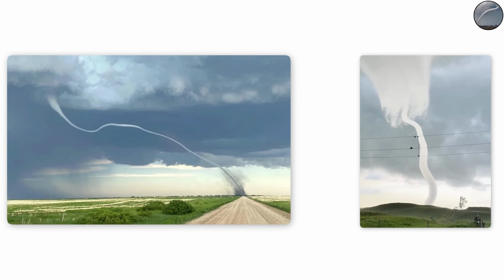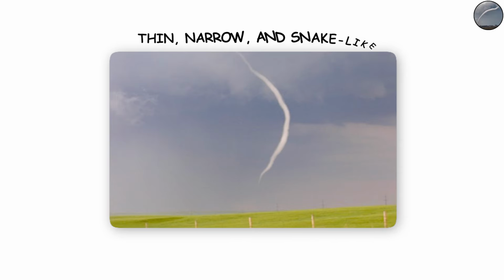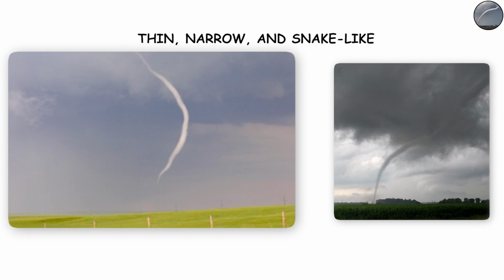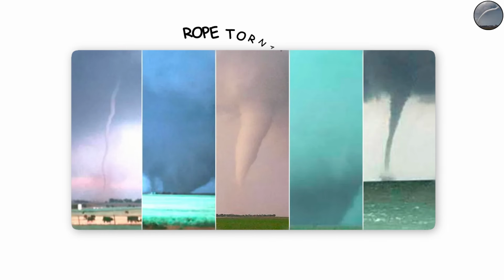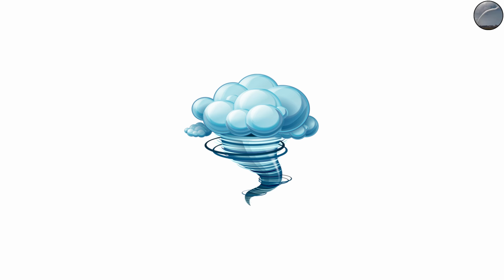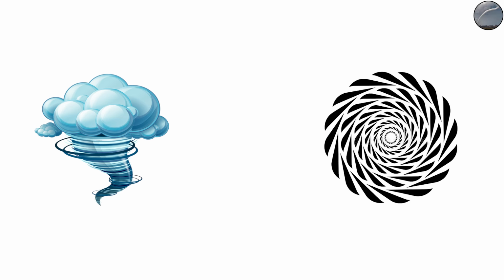Rope tornadoes. Rope tornadoes are among the most common and easily recognized tornado shapes. They are thin, narrow, and snake-like, often twisting as they extend from the cloud to the ground. Rope tornadoes usually appear during the early formation or final weakening stages of a tornado's life cycle. As the storm intensifies or begins to die down, the funnel narrows into this rope-like shape.